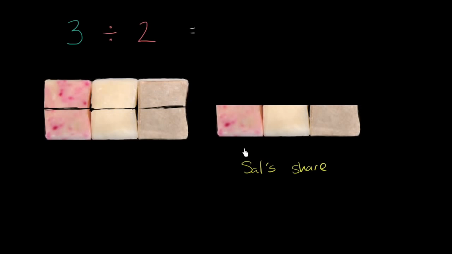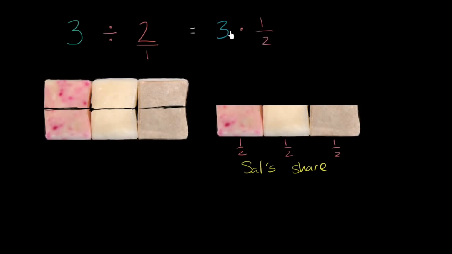Well, what do I have? I have 1 half, another 1 half, and another 1 half of a bar. So I have 3 halves of bars of soap. Or you could say that I have 3 times 1/2 bars of soap. Notice something very interesting happened here. 3 divided by 2 is equal to 3 times 1/2. And we could make it even more interesting because we know 2 is the exact same thing as 2 over 1. So 3 divided by 2 over 1 is equal to 3 times 1/2.